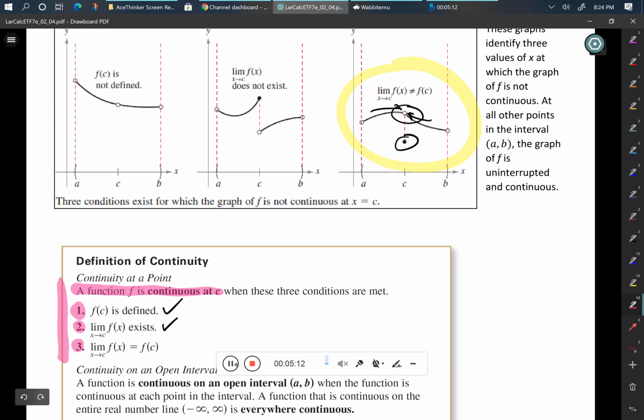Number 3 fails because the limit is some value up here and the function is defined for some value down there. So this is our limit, and that's f of c. They're different, and because they're different, the limit is not equal to that f of c value, and the function is discontinuous.